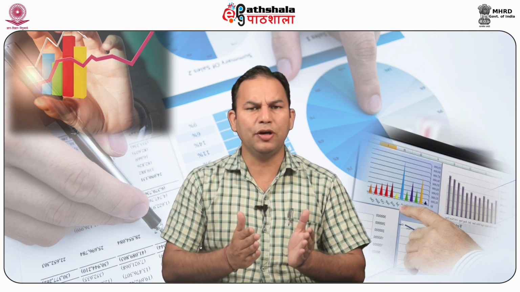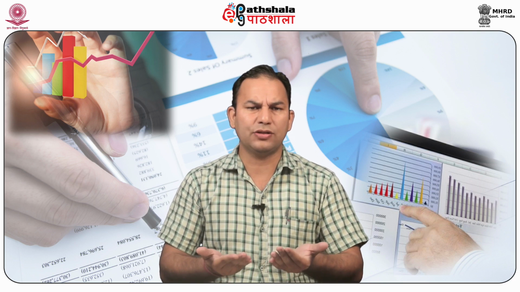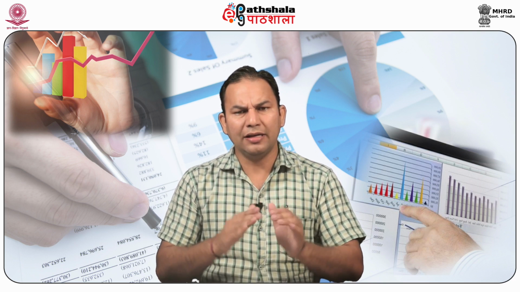It is prepared by adding non-fund, non-operating items already debited to the profit and loss account to the closing balance of the profit and loss account, and then subtracting the non-fund or non-operating items already credited to the profit and loss account.